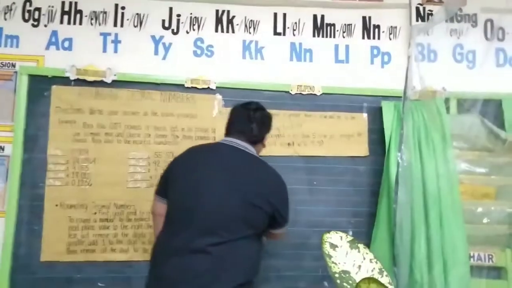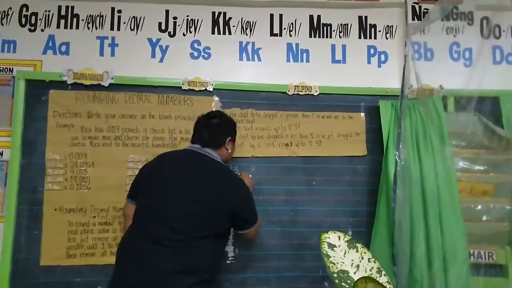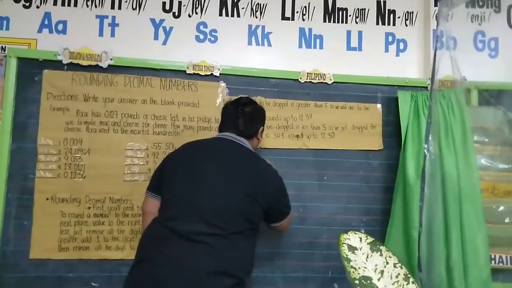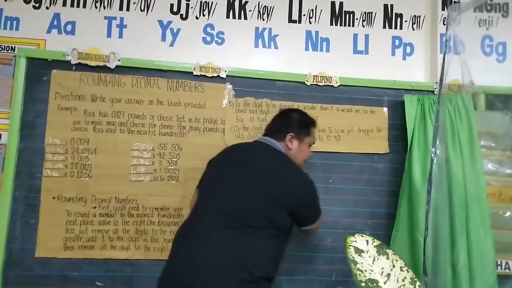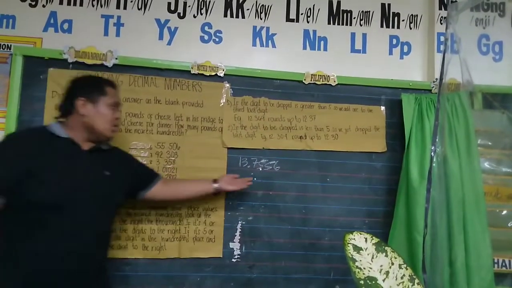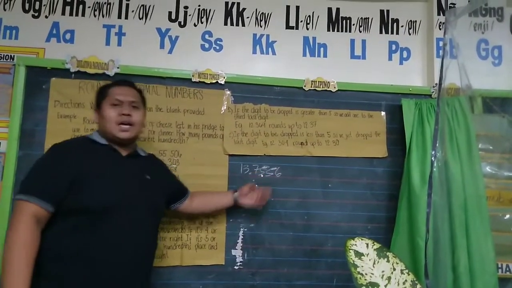I have one more example: 13.756. How do we answer this to the nearest hundredths?